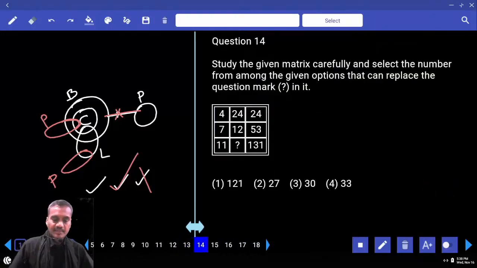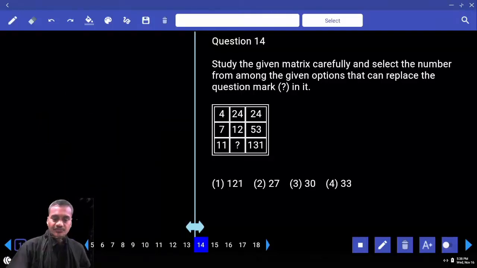Next, 14. Now, did you do 14? The 14th one. Now in this, 4 and 24 and 7 and 12. Now 7 square is how much? 49 plus how much is added? Plus 4. And how are you getting this 4? 12 divided by 3, the middle number divided by 3.